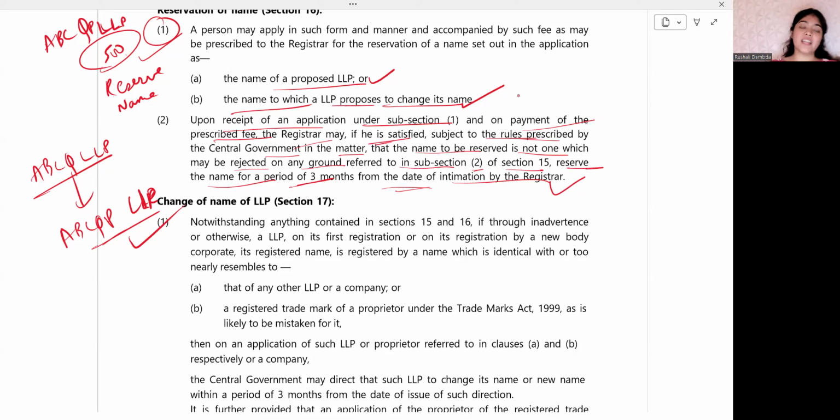Okay. Is section number 16 clear? Yes, ma'am.